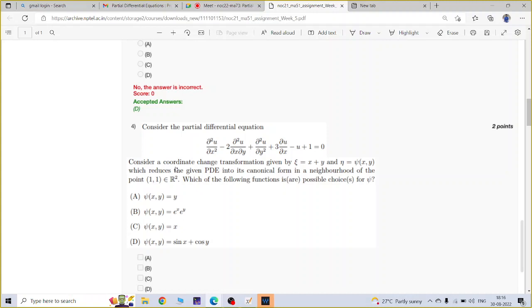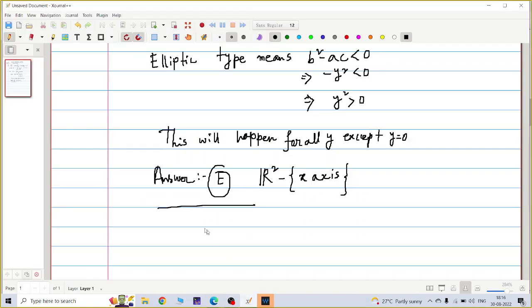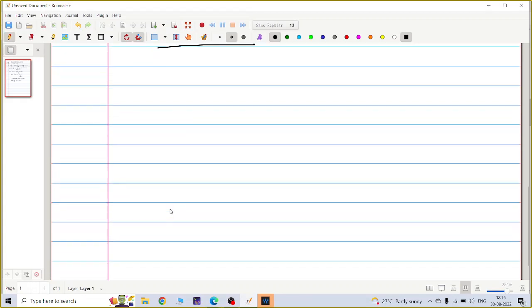Elliptic, parabolic, or say hyperbolic. Consider a coordinate change of transformation given by xi and eta, which reduces the given PDE into its canonical form in a neighborhood of (1,1). So xi is already given, you have to find eta. Let me first write the equation, then I will tell you which type it is.